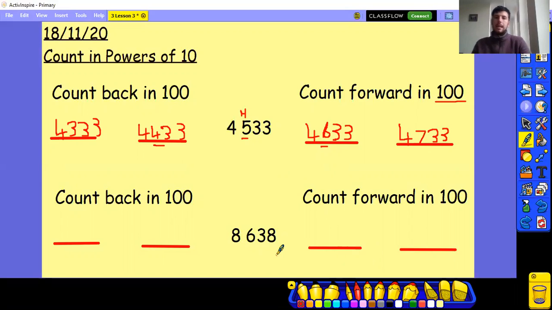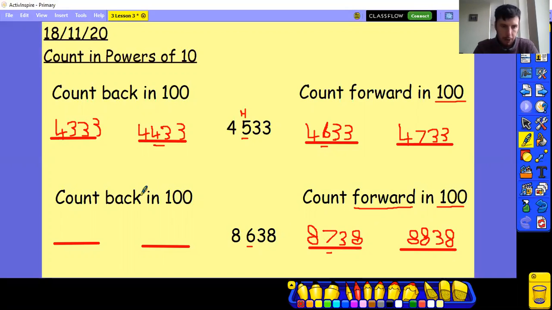Right, okay, let's have a look at what we all got, shall we? So I'm counting forward in 100. So what I'm going to do is identify the hundreds. So I've got 6. So I'm counting forward, so it's going to be 8,738. Excuse my slightly rough handwriting here. And then again, I'll look at my hundreds. I go 7 again, so it's going to be 8,838, like so.